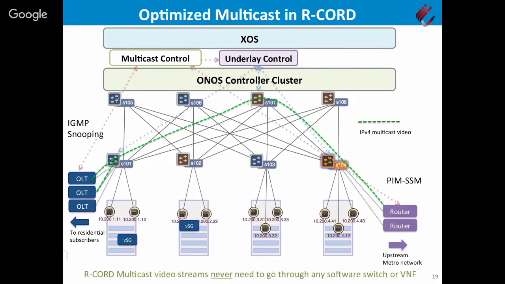So net-net, in residential CORD, Trellis has been customized for IPTV multicast video streams to never have to go through any software VNF or a software switch. It gets entirely forwarded and replicated in the hardware Fabric. Okay, so another example of a customization that was done, that was possible simply because we have this SDN control over both the underlay and overlay.